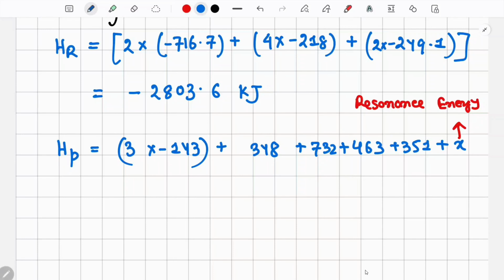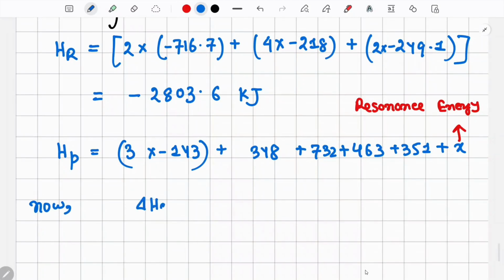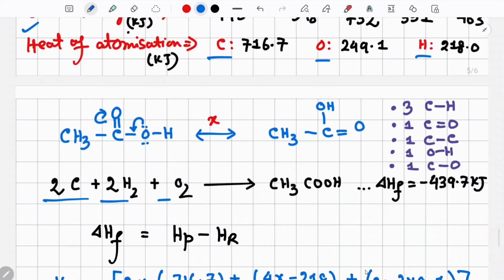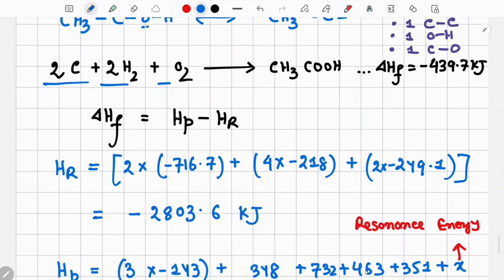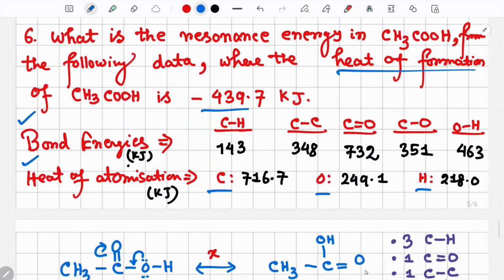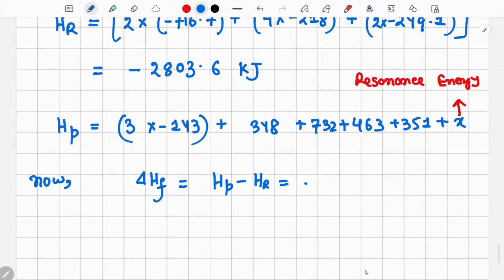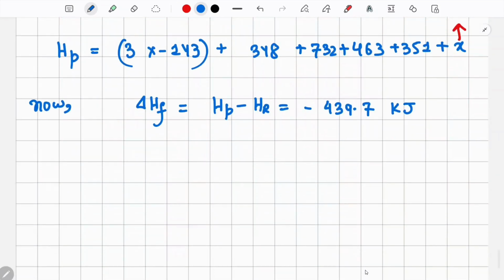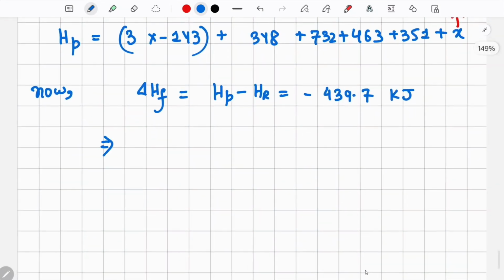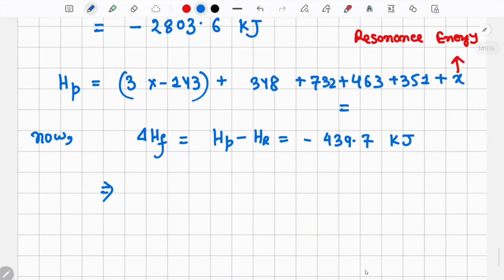Okay, so this is the HP. Now you can calculate it easily. Delta H formation is obviously HP minus HR, and that is given to you. That value was not calculated, it was given: minus 439.7 kilojoule. So what is the HP value? Calculate it. Everything is minus.